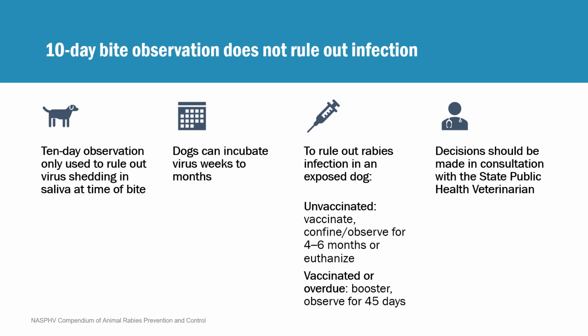To rule out rabies infection in an unvaccinated dog or cat that possibly had been exposed to rabies virus, the animal should be immediately vaccinated and confined and observed for 4 to 6 months, or euthanized after consultation with the health department. For currently vaccinated dogs, cats, or ferrets, or those who had ever had a vaccine, the animal should be immediately revaccinated and then just observed for 45 days. Decisions on quarantine and vaccination in post-exposure animals, domestic pets particularly, possibly exposed to rabies, should always be made in consultation with the health department, and usually involving the animal's veterinarian.